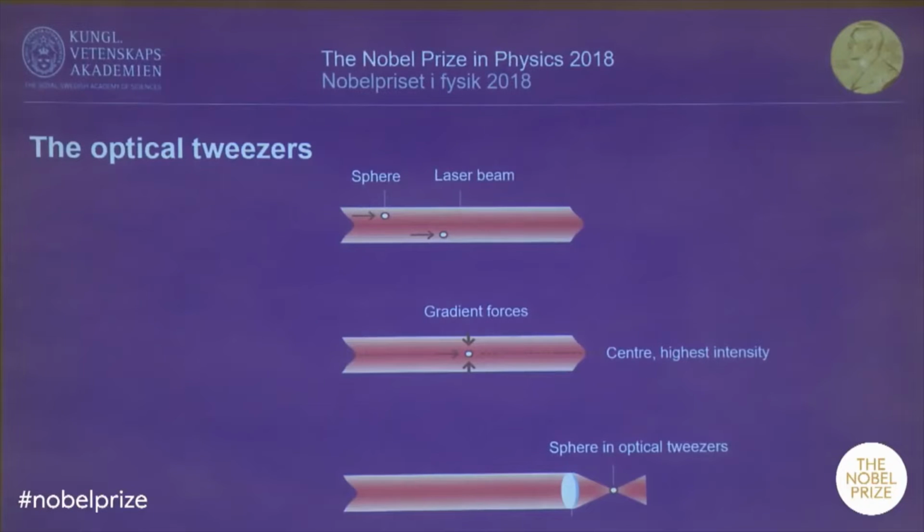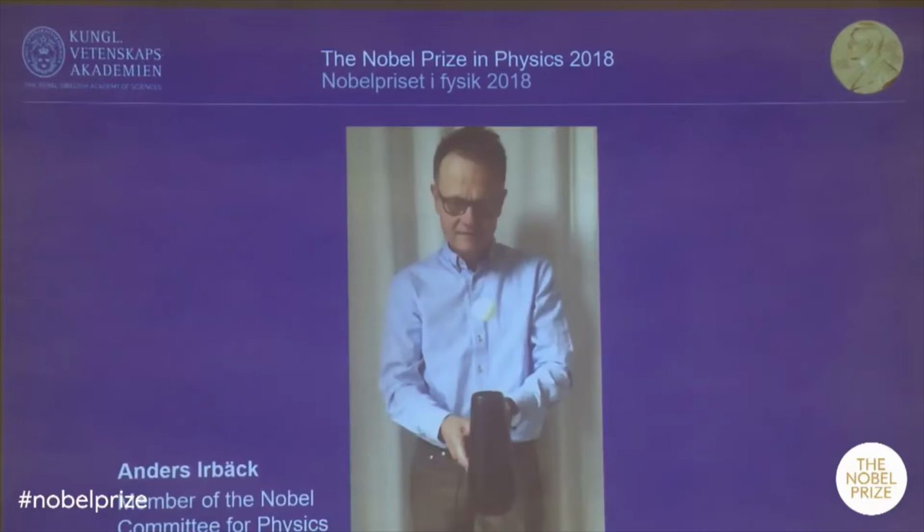He also realized, in the middle panel, that because the laser beam is not homogeneous, it's more intense in the center, the sphere will be pushed into the center by so-called gradient forces. And finally, he took a lens and focused the beam so that he could keep the small sphere fixed in space.